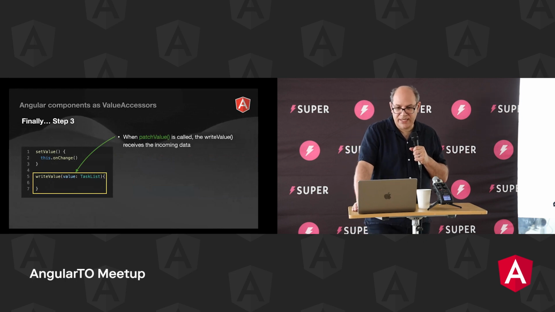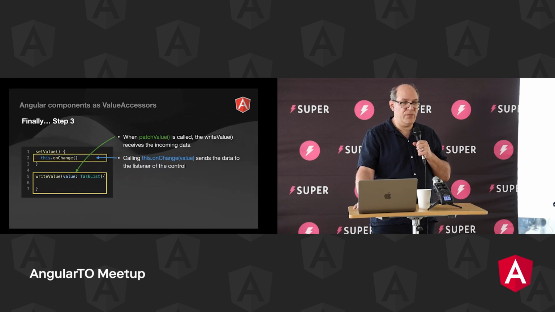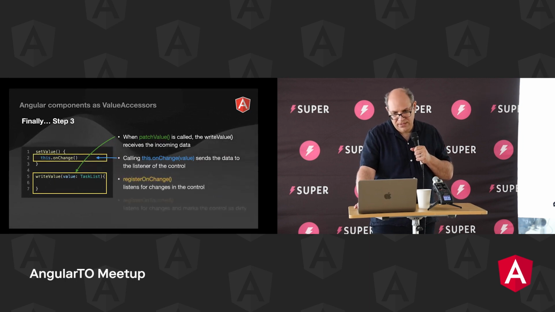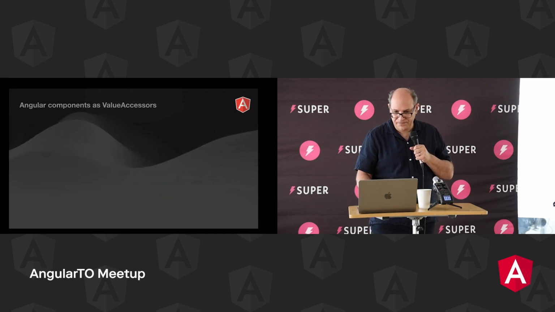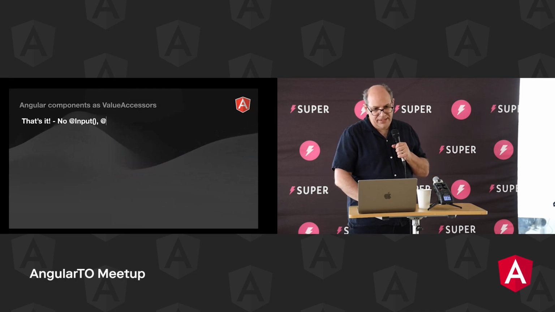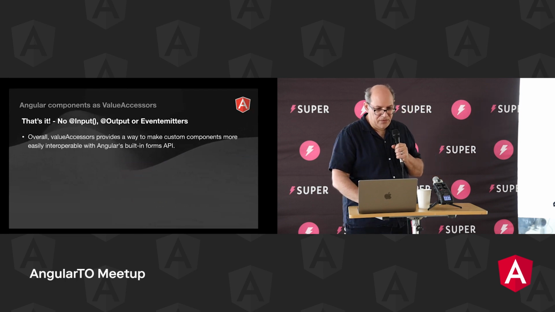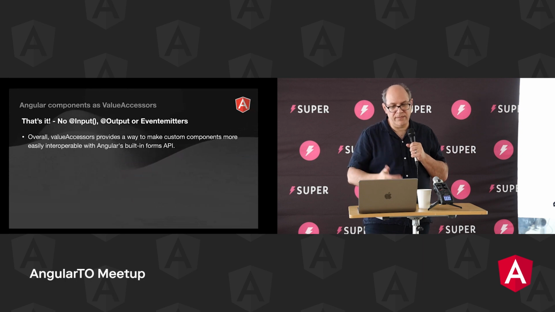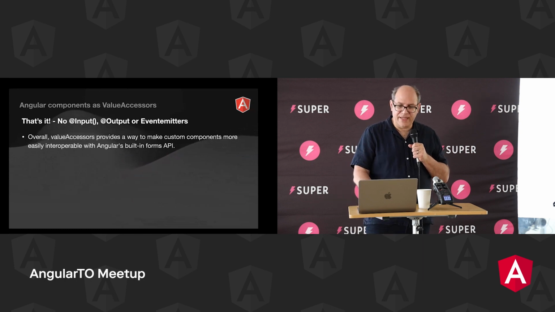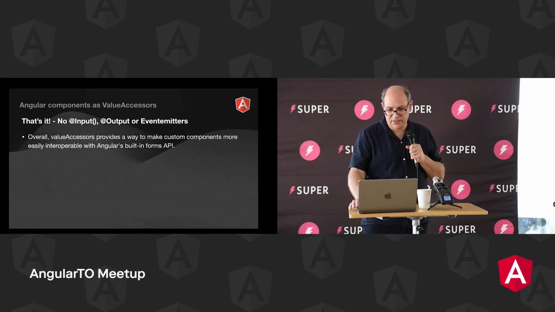The write value, like we said, is the patch. So as soon as you patch something, the value comes in. This change is the one that sends the data back out. And then of course the other two just listen for these particular changes. And that's it. No input, no output, no event emitters, no nothing. So overall, the value accessors provide a nice way to make custom components more interoperable with Angular's built-in Forms API. And that's what you want, because mostly all Angular developers understand how the Form APIs work.